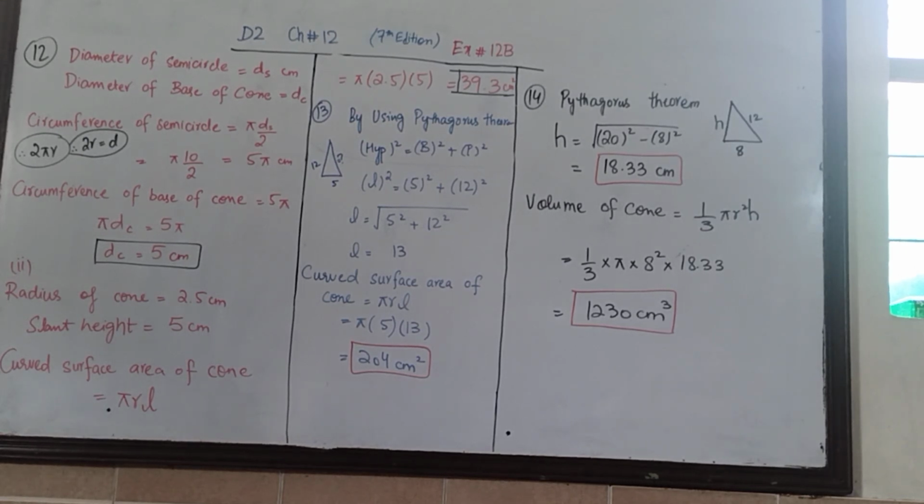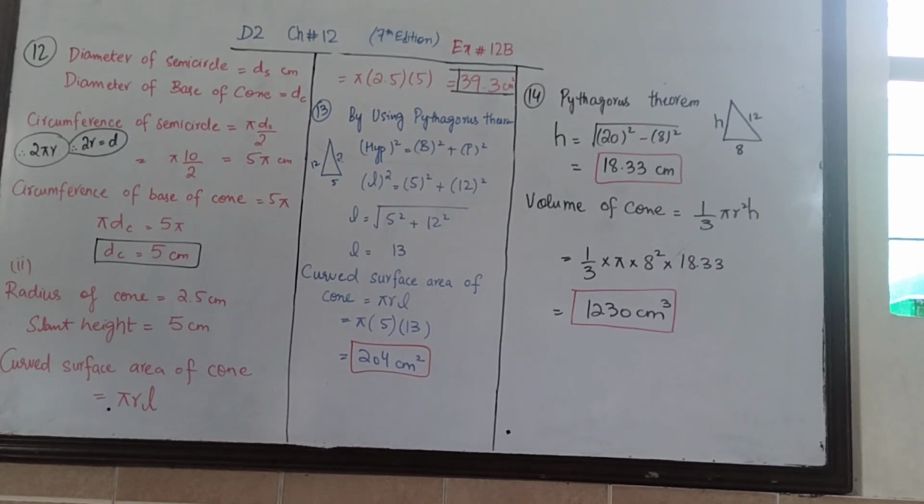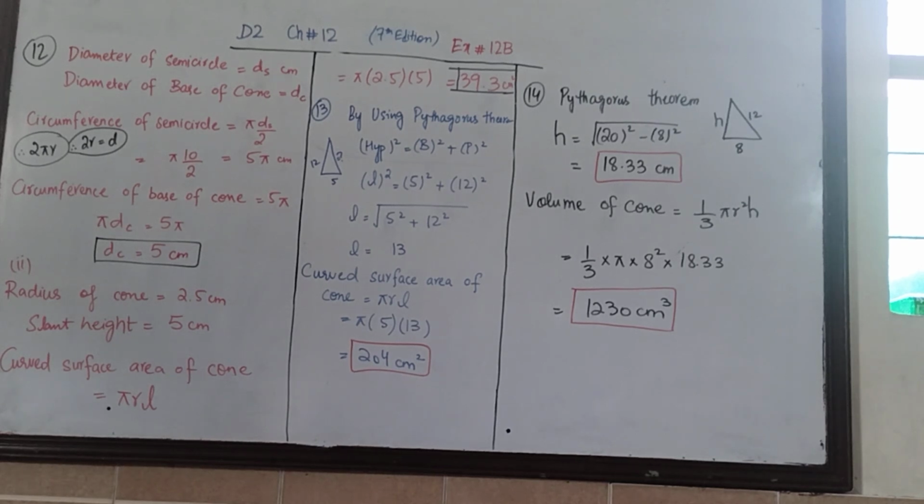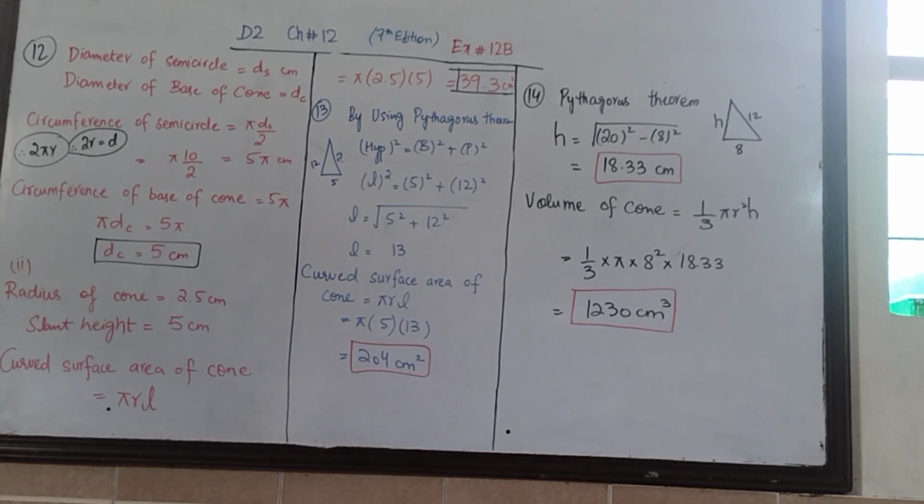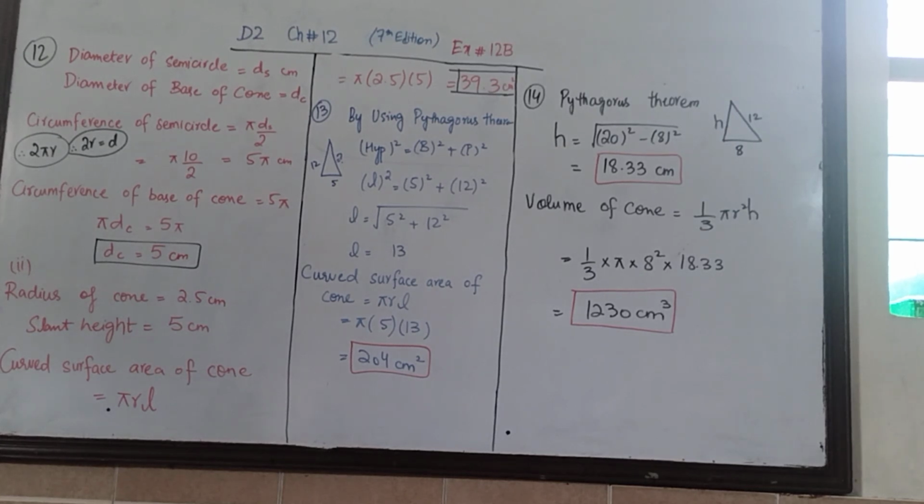So use the Pythagoras theorem formula. Hypotenuse square is equal to base square plus perpendicular square, and your hypotenuse is actually the slant height in the case of your cone. So to find the slant height, I am using the Pythagoras theorem. Put the values. The radius is acting like the base, and your height is acting like the perpendicular. So your L is equal to 13 centimeter. For the curved surface area of the cone, the formula is pi rl. Put the values in the formula and you will get the answer.